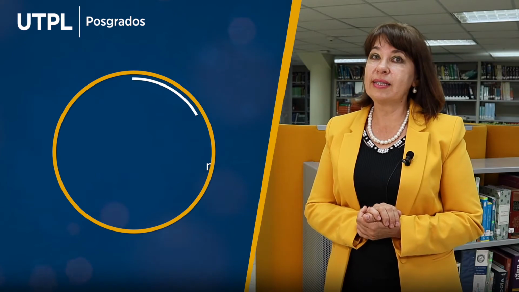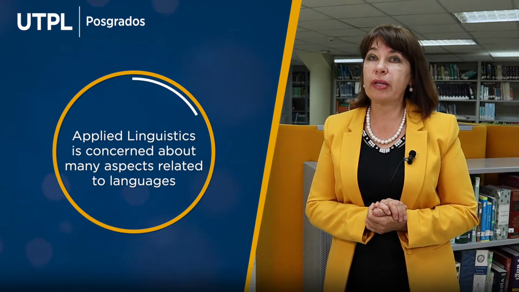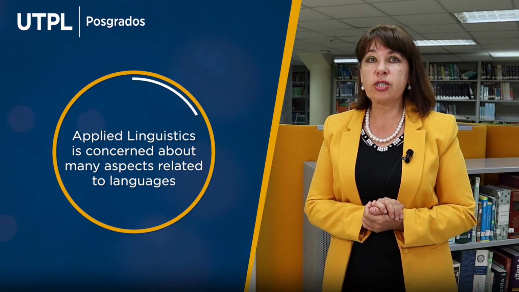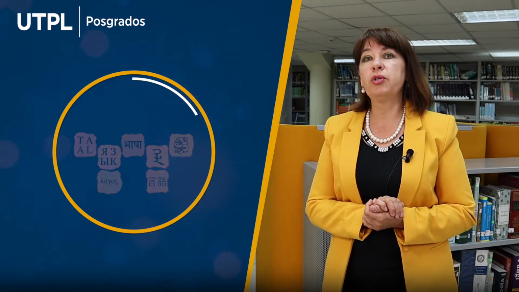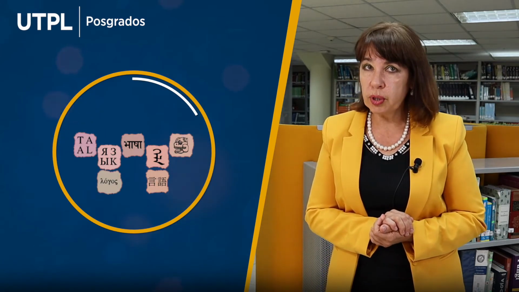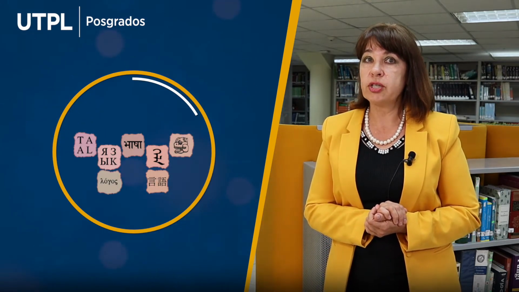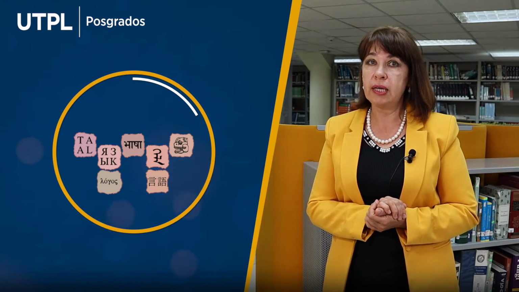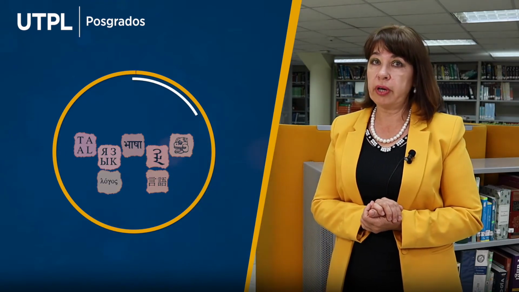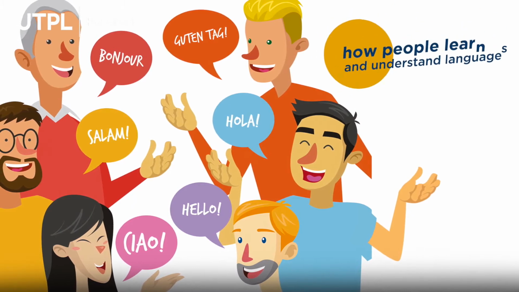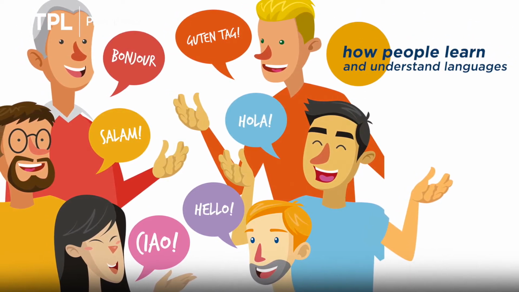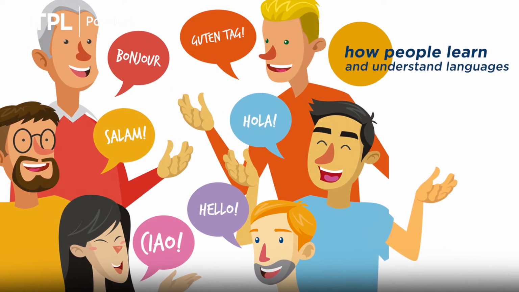Applied linguistics is concerned with many aspects related to languages. For example, it studies the role and functions of language for human communication, and the origin and evolution of world languages. It also analyzes the relationship between language and society, and describes language variations. This discipline is also concerned with how people learn and understand languages.